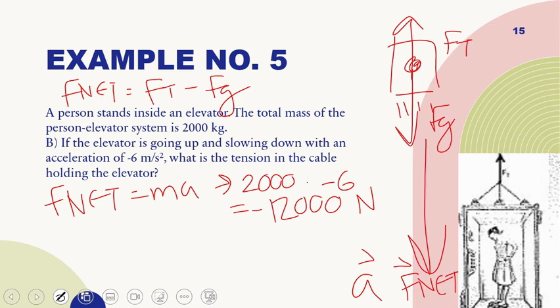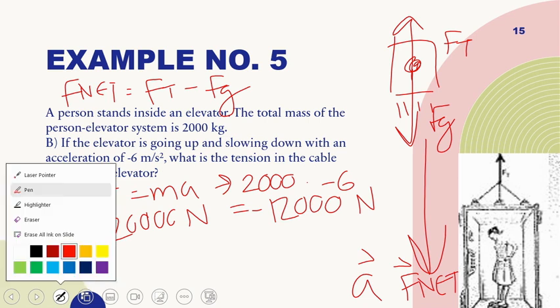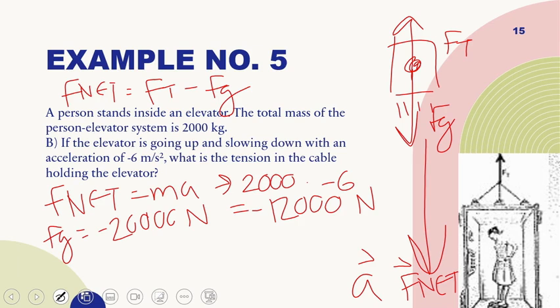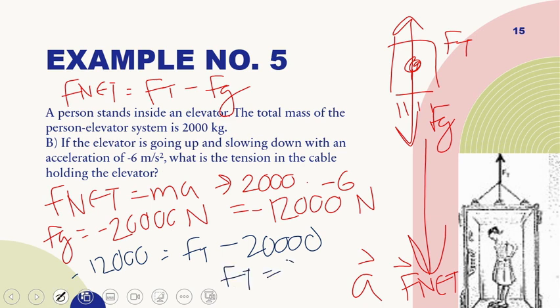And neither our mass nor the acceleration of gravity have changed since part A, so the gravitational force is still equal to negative 20,000 newtons. Now we can just plug in the net force and the magnitude of weight into the equation. Let me use a different color to make it easier to see. So negative 12,000 is equal to the tension force minus 20,000. And then you just isolate for the tension force, and you get that it's equal to 8,000 newtons.